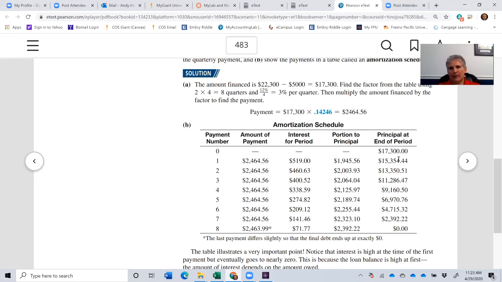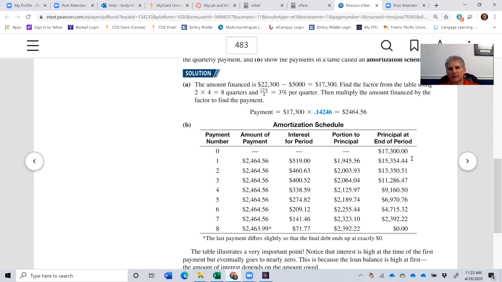We're going to multiply it by 3%, and that's going to give us $460.63. The total payment, $2,464.56, minus the $460.63 that is gone, goes towards interest, leaves us a balance of $2,003.93. This goes towards the principal.